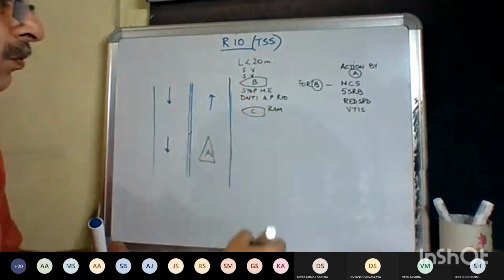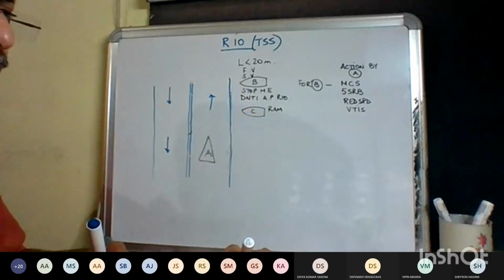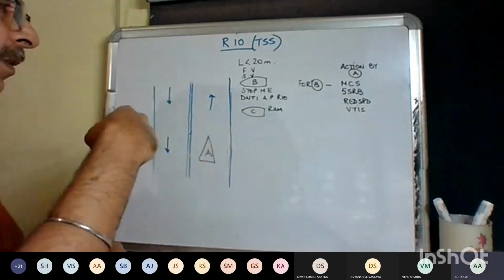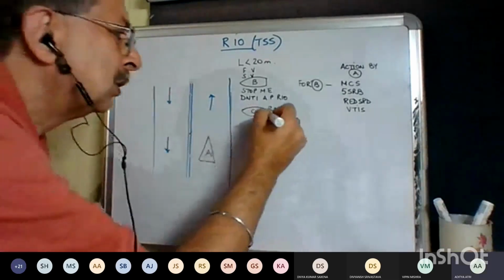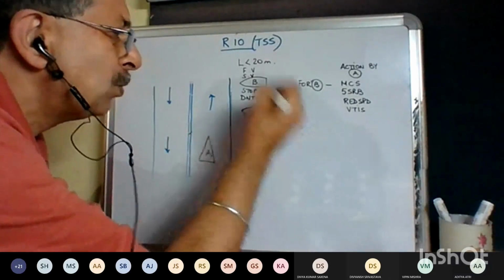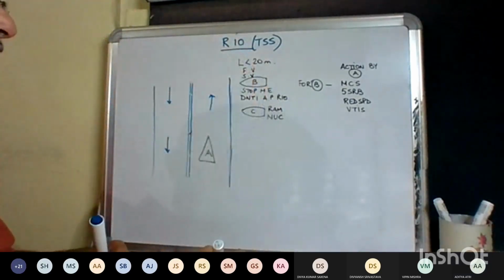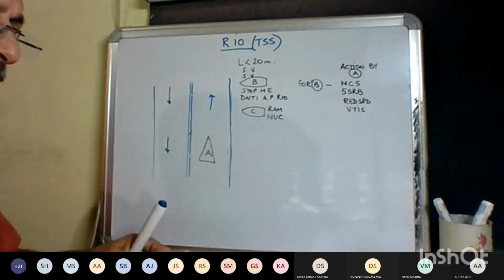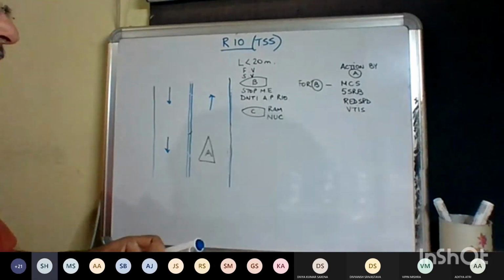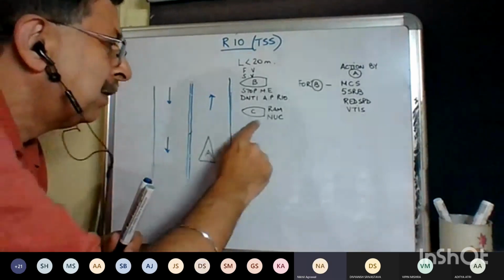Now, who's going to take action? So Charlie. Alpha will keep her course. Similarly, if this is a NUC, now Alpha will take action. Alpha will maintain course and speed.